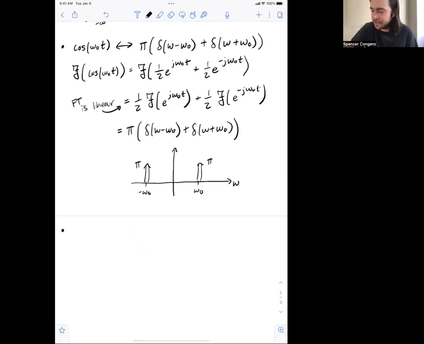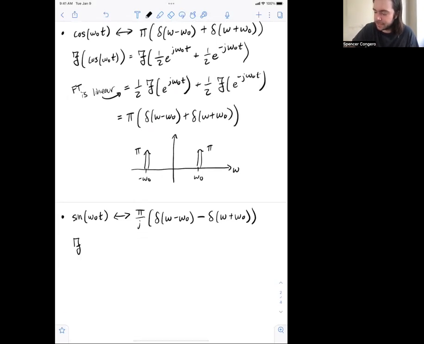All right, let's do the same thing, but for sine now. And it's going to be similar. It's just now we're going to have pi over j times delta of omega minus omega naught minus delta of omega plus omega naught.